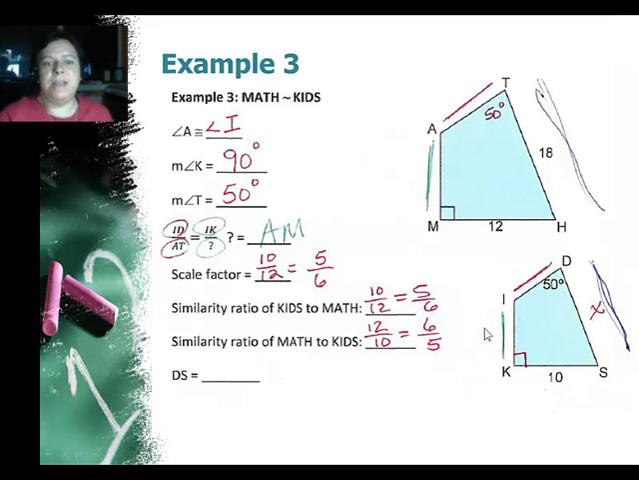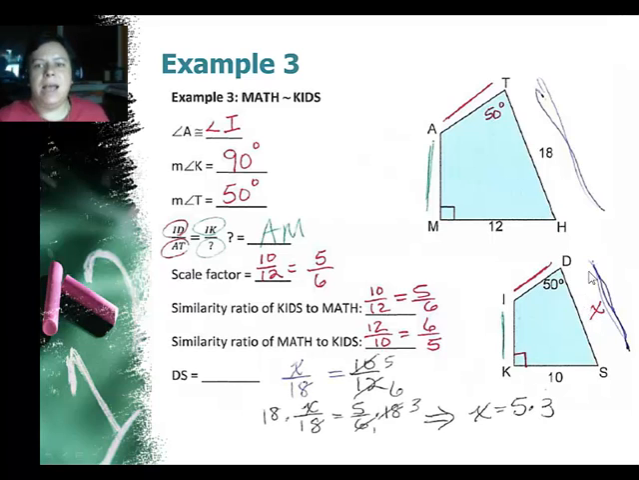Finally, they want us to find the length of side DS, where I put an x here. I set up a proportion, x is to 18, as the two known sides I have, 10 is to 12, and I simplified here 5 over 6. Then I multiplied both sides by 18 to undo that division, and I got DS is 15.